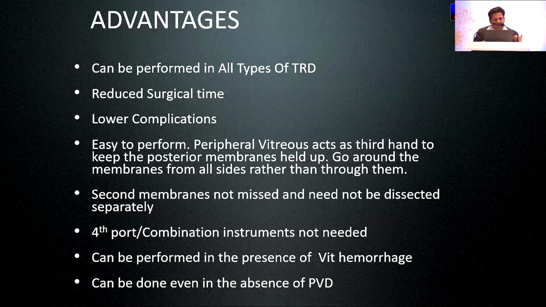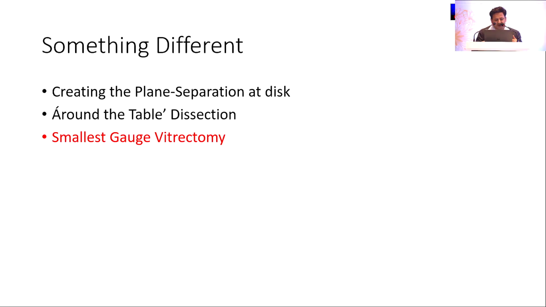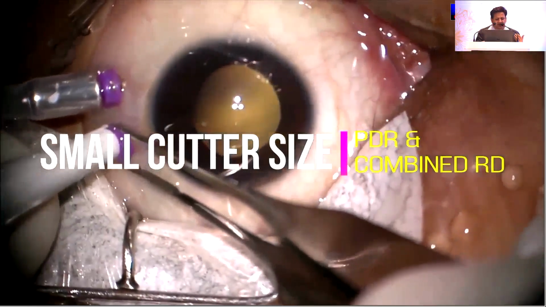This around-the-table dissection can be performed in all types of TRD. You will get a good plane because you start at the disc, and it reduces the surgical time, it has lower complications, and it is easier to perform. Second, membranes are not missed and need not be dissected separately. You hardly need any fourth port when you are doing it this way, and this can be performed in mostly all cases.